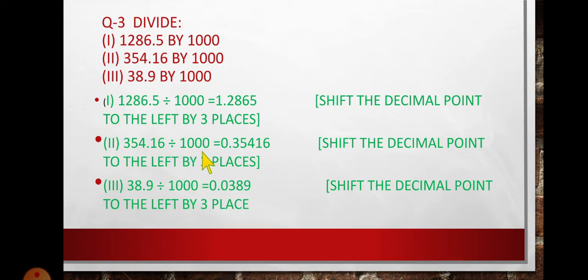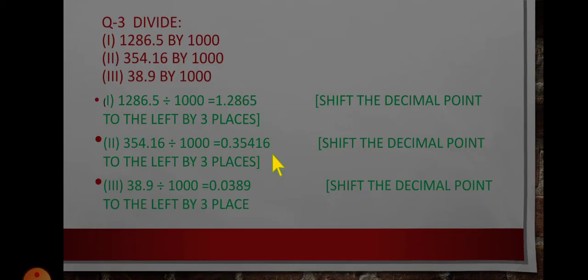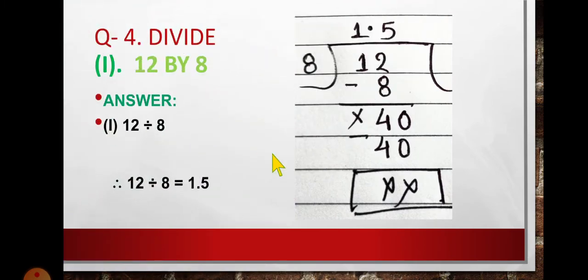Second one, let's see, because there are 3 zeros, we shift this decimal which side? Left side. And how many places? 1, 2, 3. So now finally our answer is 0.35416. We will do other questions also by the same process. Let's see our next question.